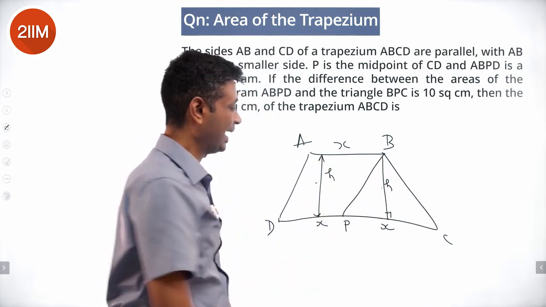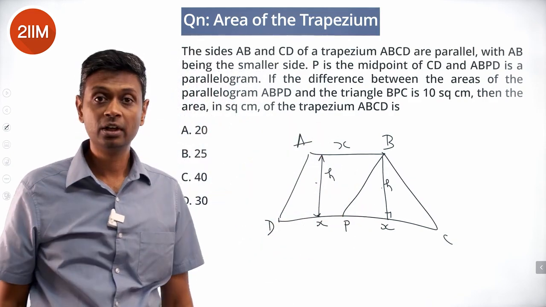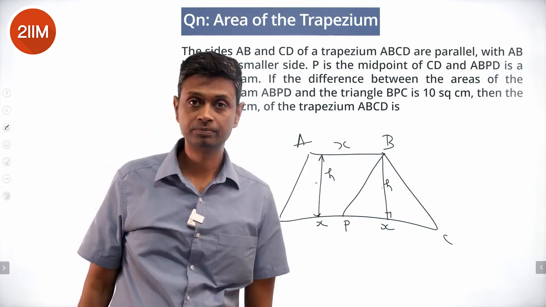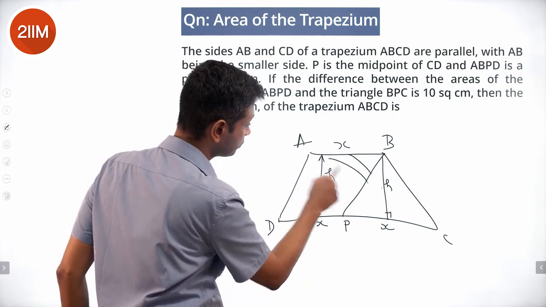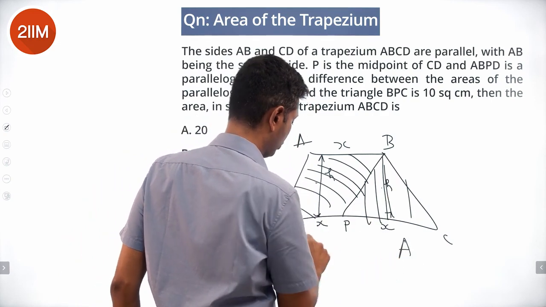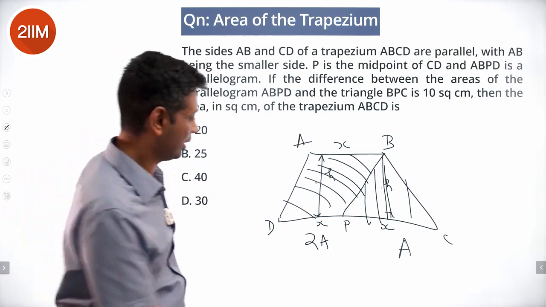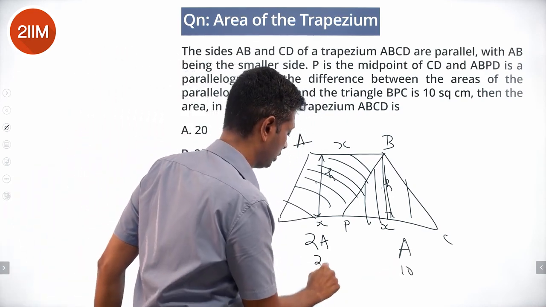H. Area of the triangle is half into base into height. Area of parallelogram is base into height. Area of parallelogram will be 2 times this, so this area will be 2 times this area. This area is A, this area will be 2A. The difference is 10, so A is 10, this is 20.